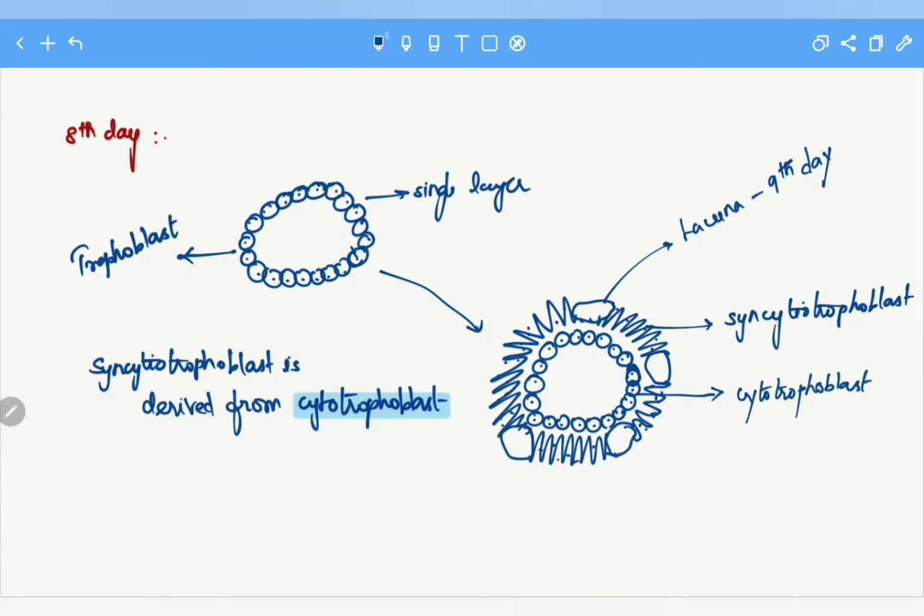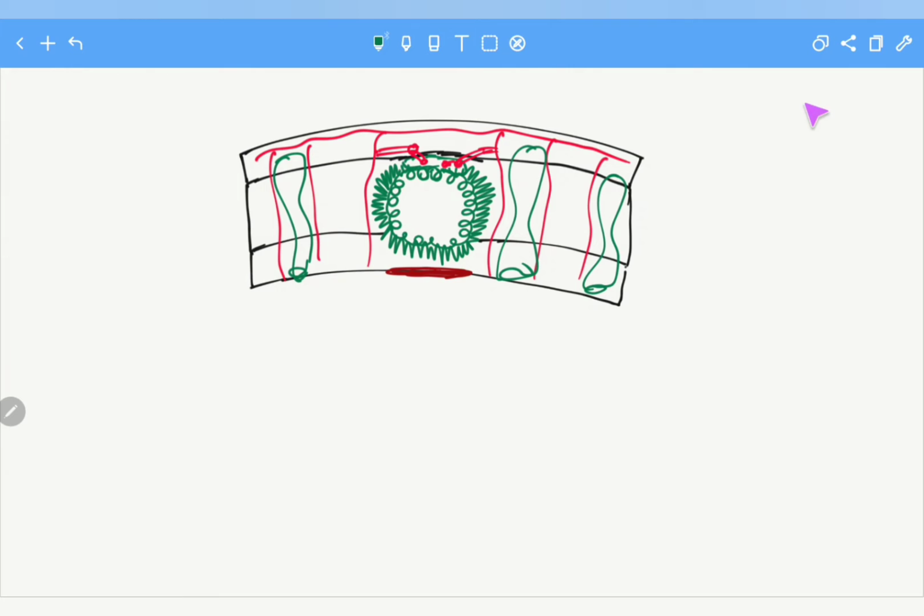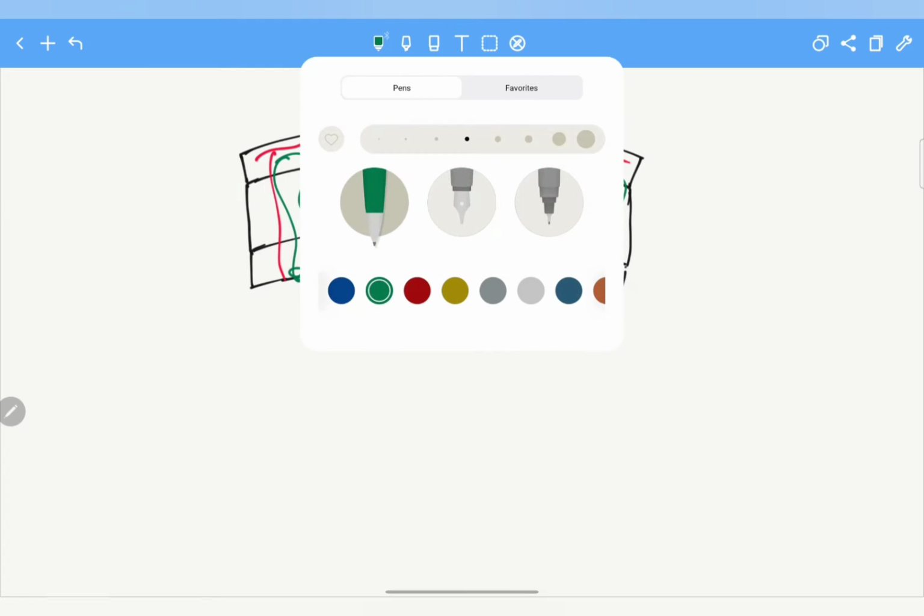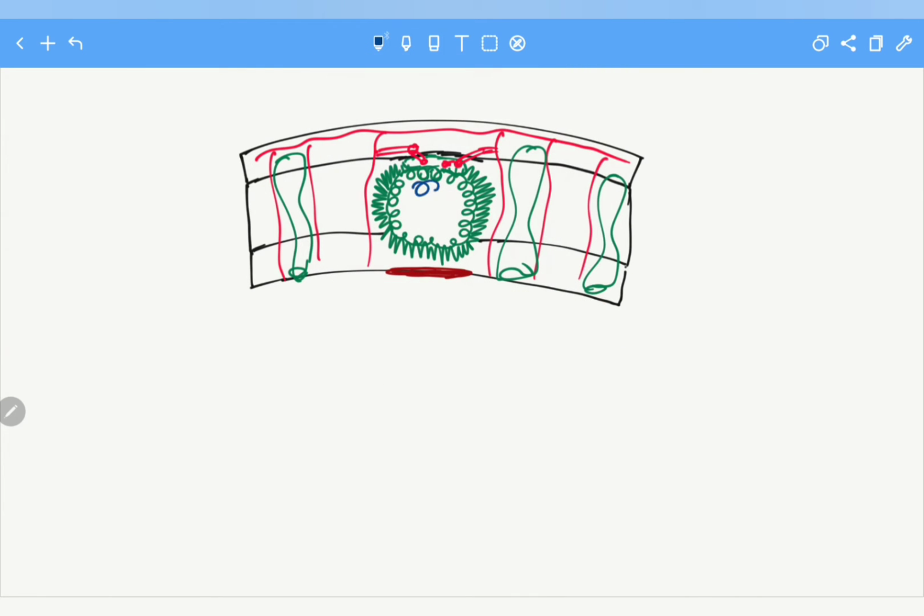Then around 9th or 10th day, these cavities start merging with each other, therefore forming a large cavity. As I already said, the blastocyst is now embedded within the endometrium. And this is the embryoblast. So around 9th day the lacunae developed, and around the 9th and 10th days of development the lacunae fuse together.